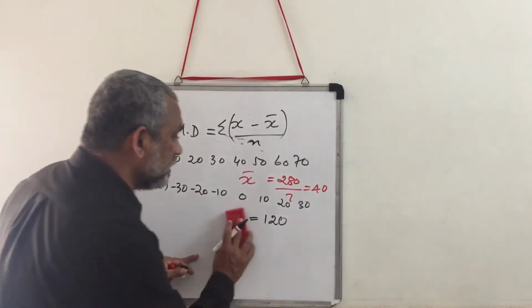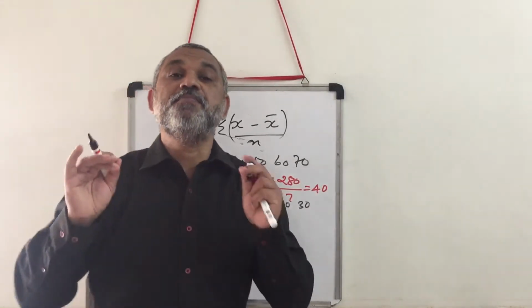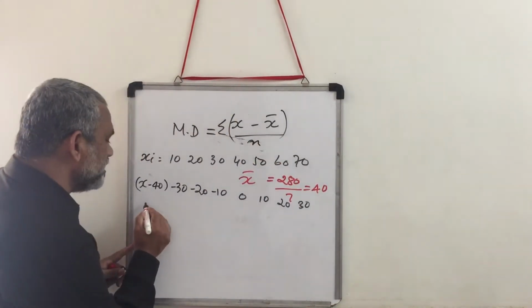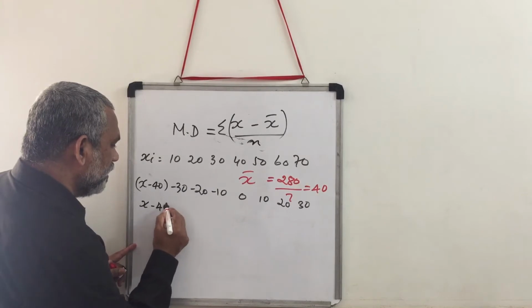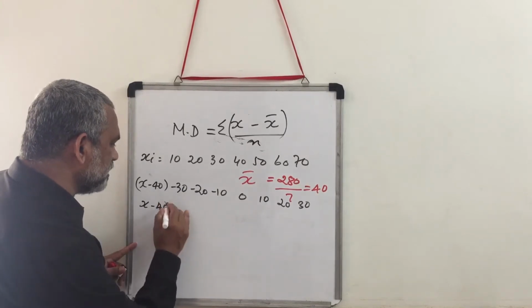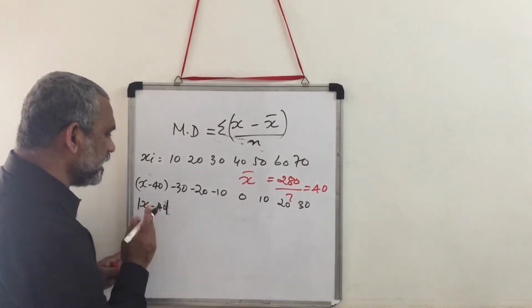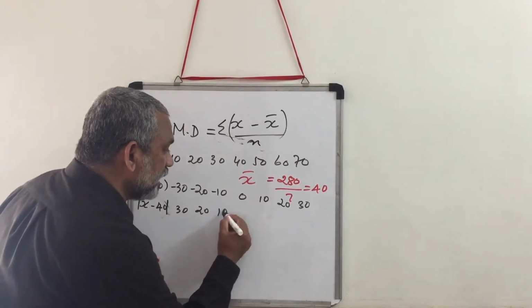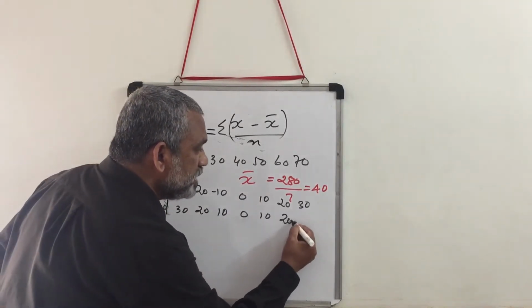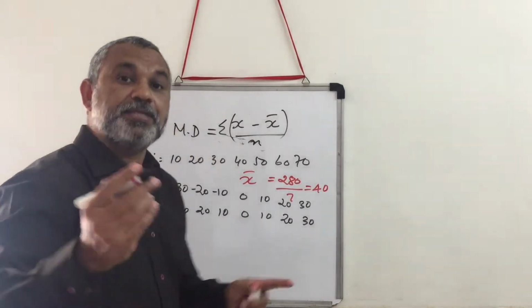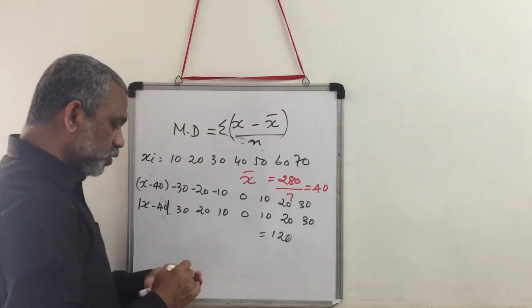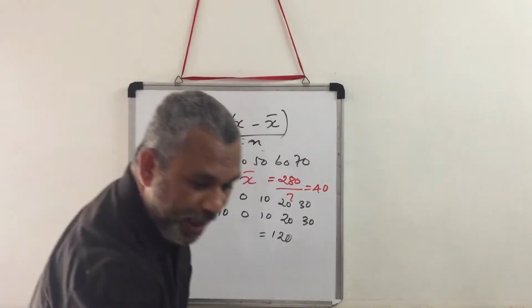Before that, remember what is important in mean deviation is we need to take the modulus. Modulus means ignore the sign. This is the symbol which is used to show that we ignore the sign, which means this becomes 30, 20, 10, 0, 10, 20 and 30. Now total it. The total is 120.